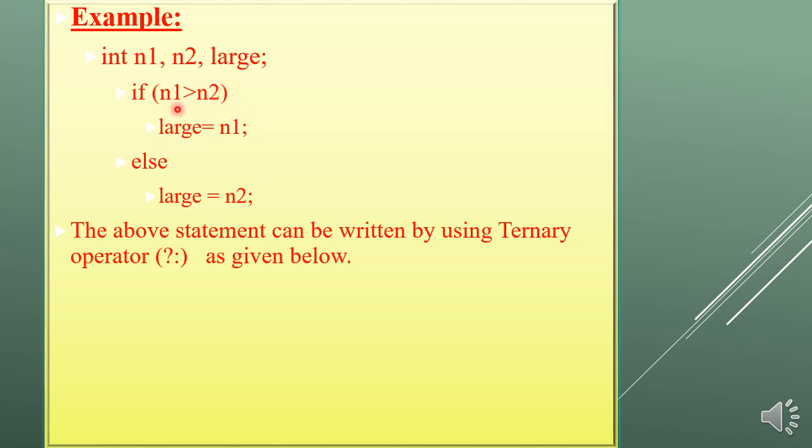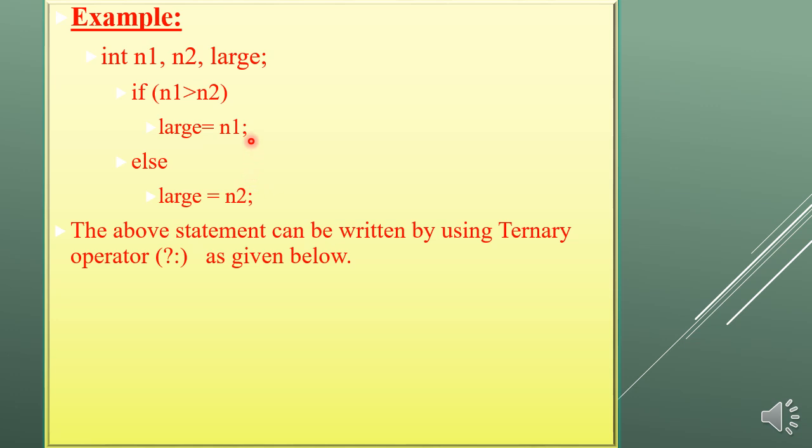Here, the condition is tested. What is the condition here? If n1 greater than n2, if the number stored in the variable n1 is greater than the number stored in the variable n2, then large equals n1. That means the number stored in the variable n1 will be stored in the variable large. Else means if n2 greater than n1, large equals n2.